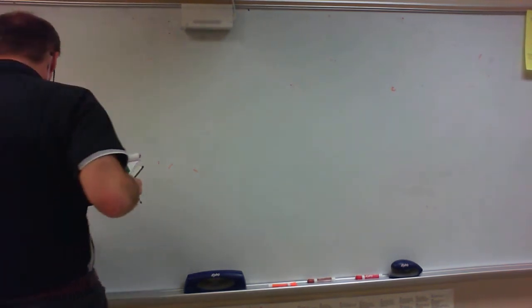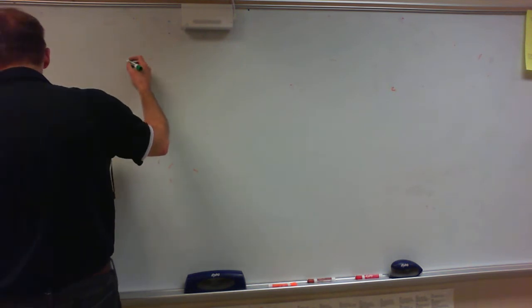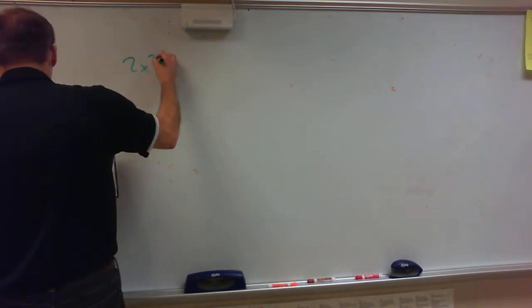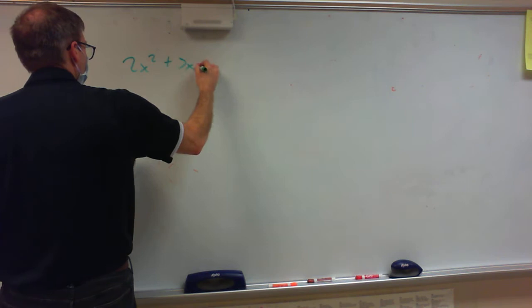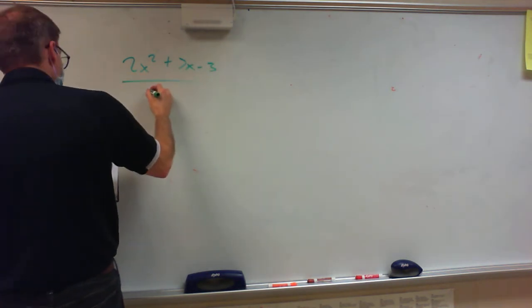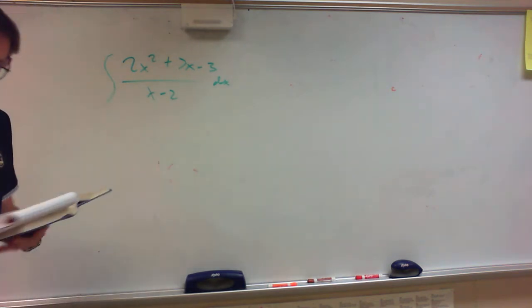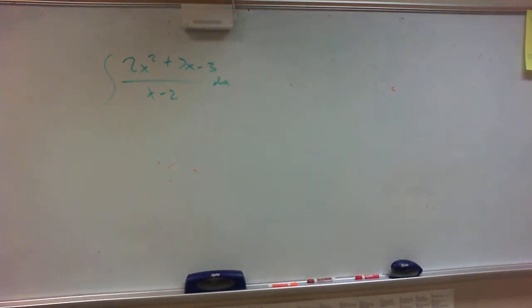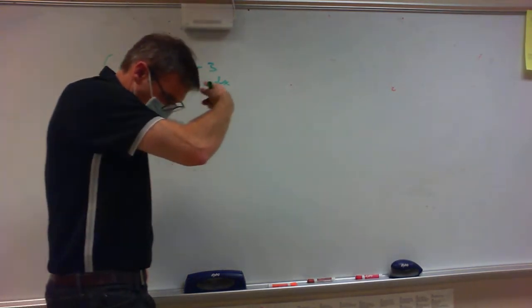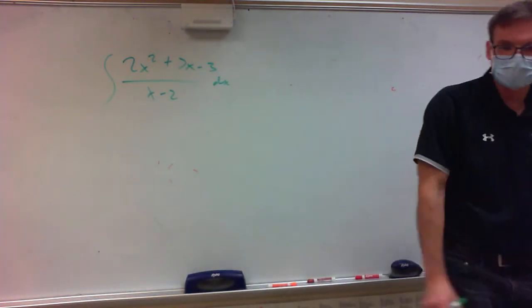Look at x. So we're going to talk about 2x squared plus 7x minus 3 all over x minus 2. And there's everything. All right. So let's talk about this for just a second.